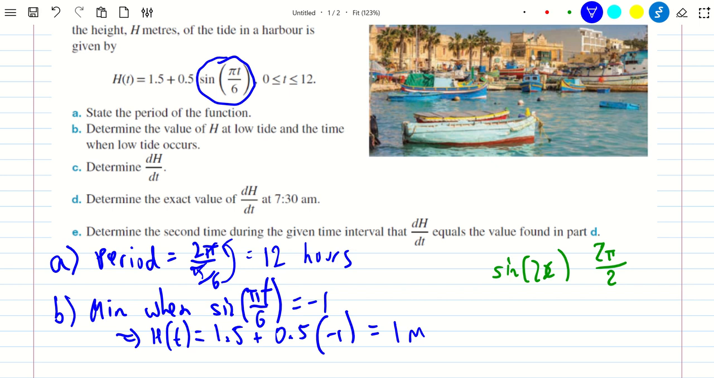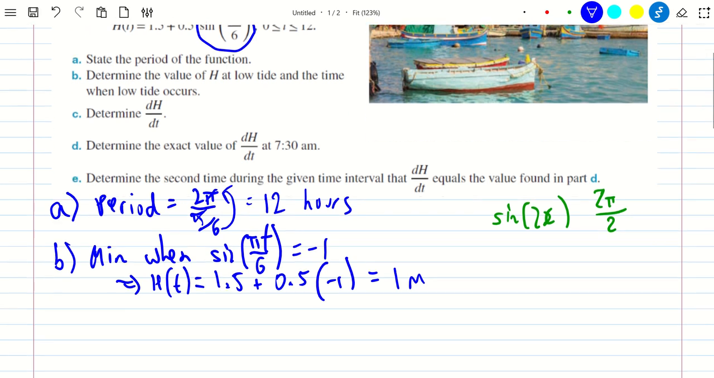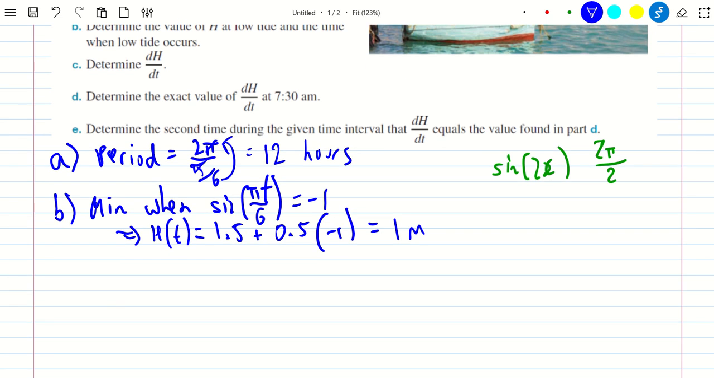The question says determine the value of h at low tide. So that is the value of h at low tide, but when does low tide occur? Here we said the low tide will be there, that's the smallest thing. So let's use that, and so we want sine(πt/6) to be equal to -1.